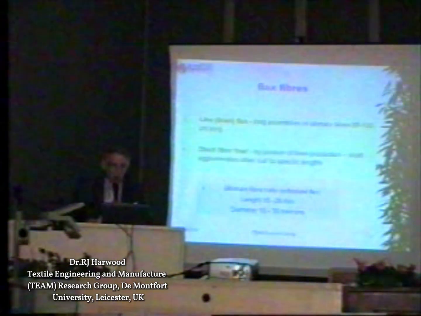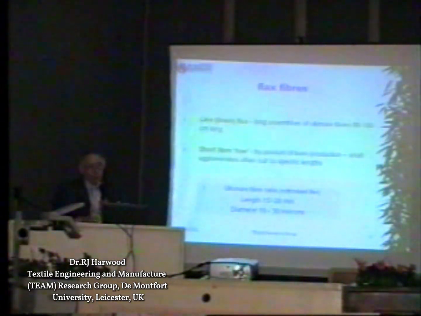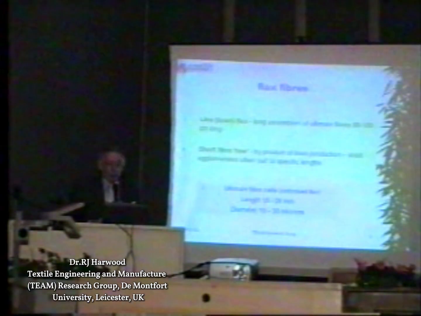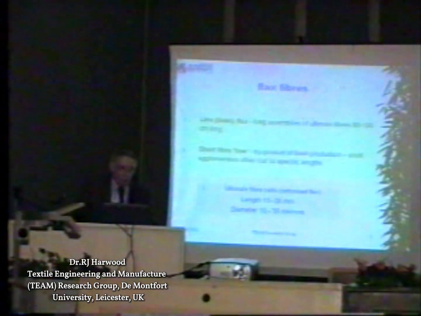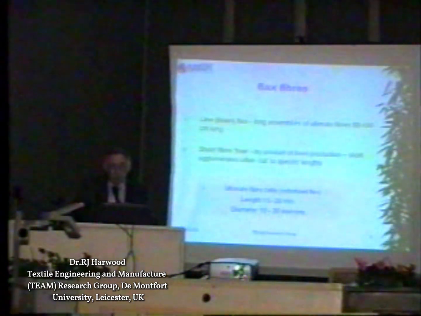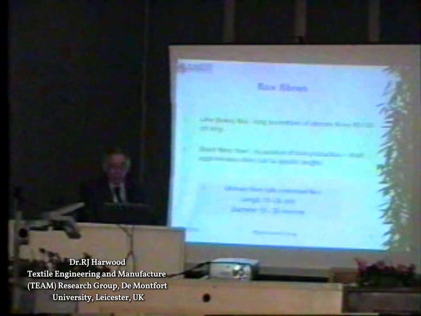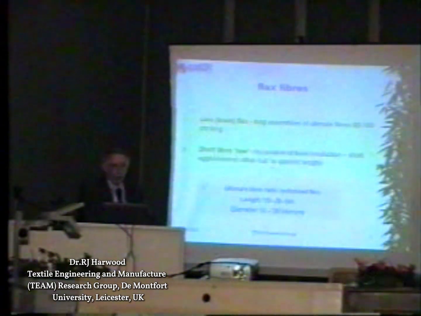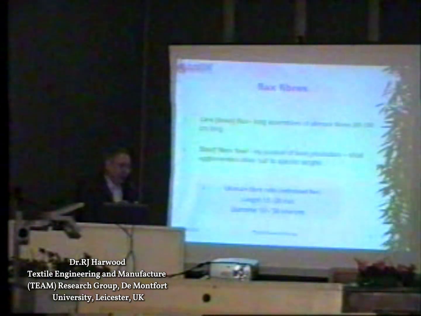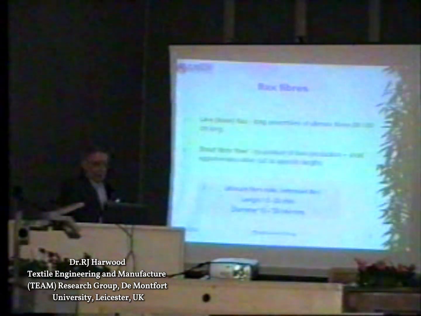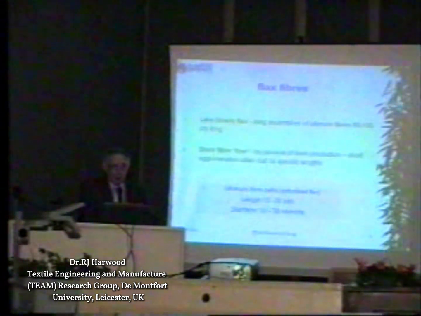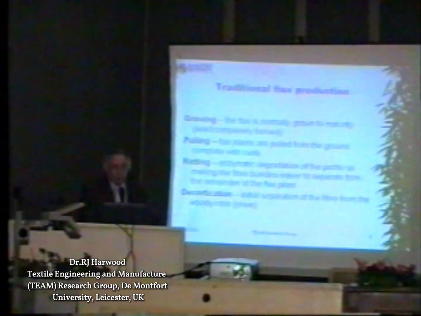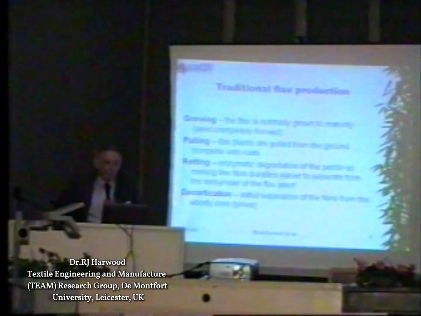And then we've got the ultimate fibre cells themselves, which vary in length, depending on the variety you choose, between about 15 and 28 millimetres, and they have diameters of about 10 to 30 microns. If you can completely subdivide the fibres in flax, then you come down to something which is somewhat coarser than cotton, but certainly processable on a cotton system.